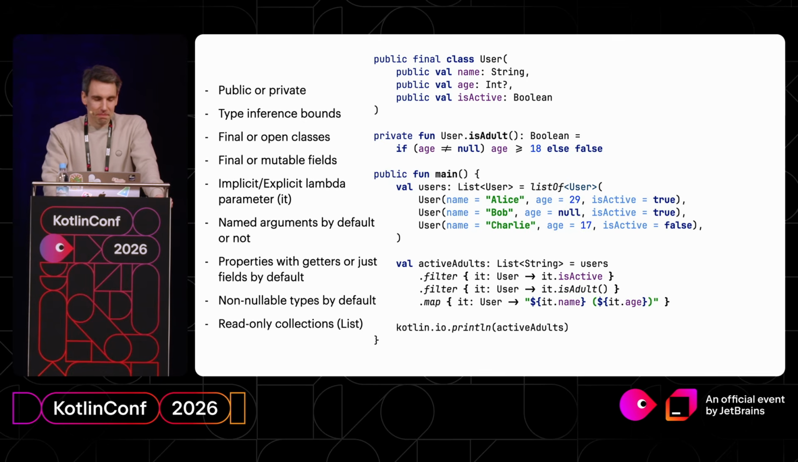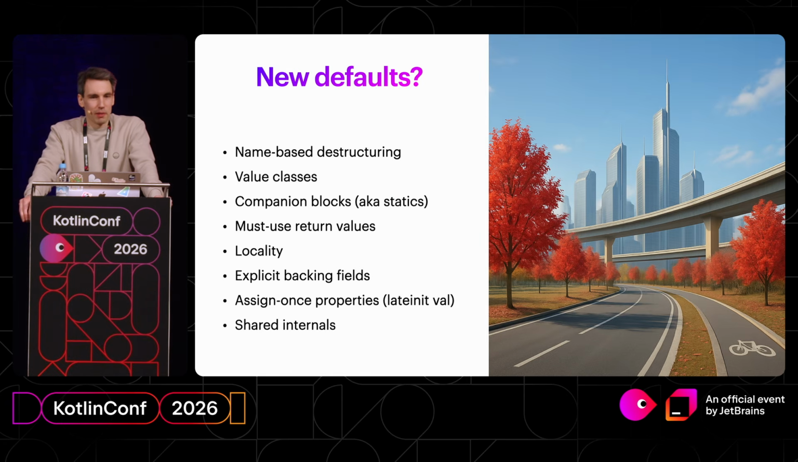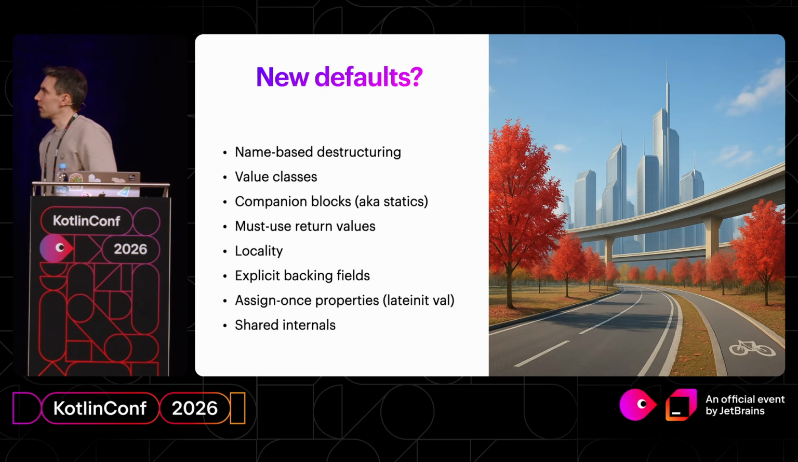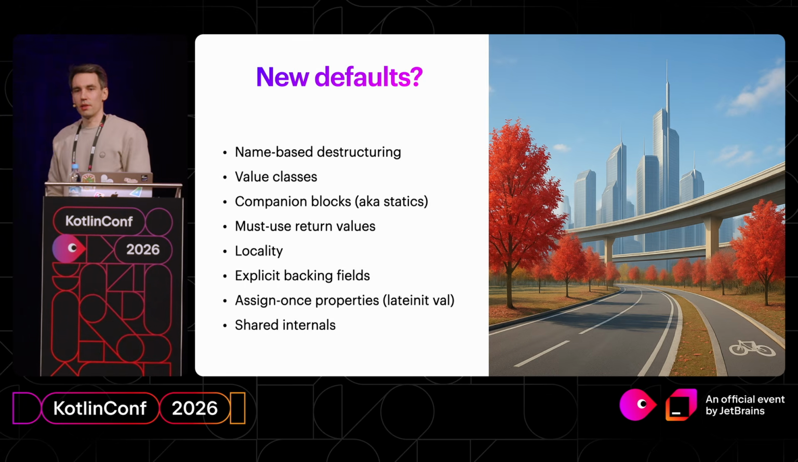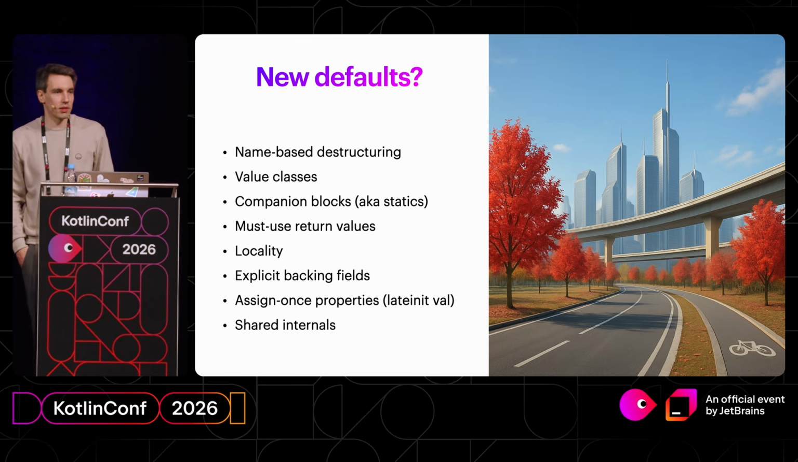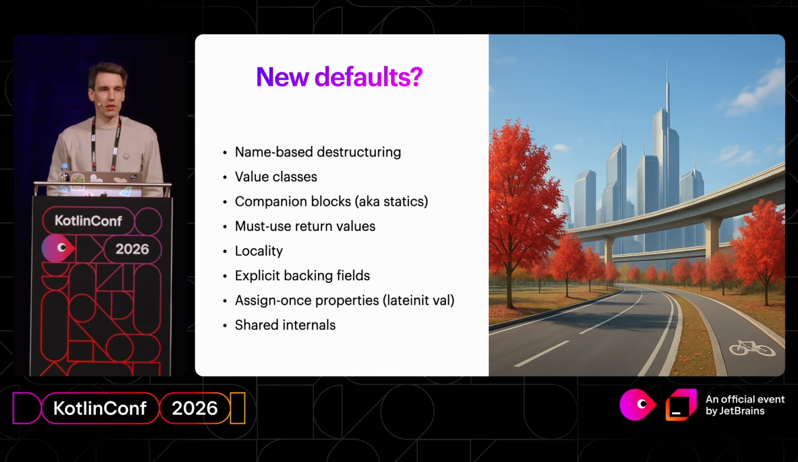And in Kotlin, we also have a bunch of new defaults that we want to land someday, such as name-based destructuring, value classes, maybe instead of data classes, companion blocks instead of companion objects, must-use return values, locality, and so on. Some of these features are intended to change the meaning of existing programs, and some of the features introduce just a new syntax.